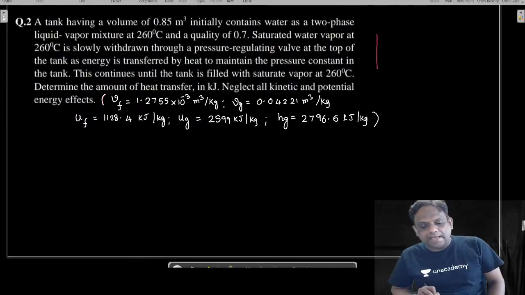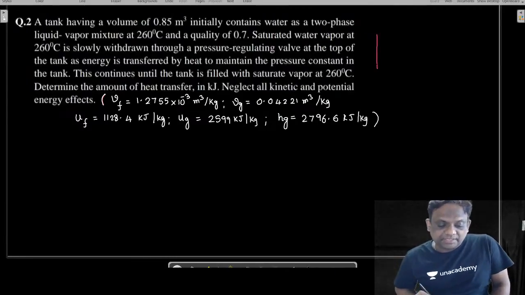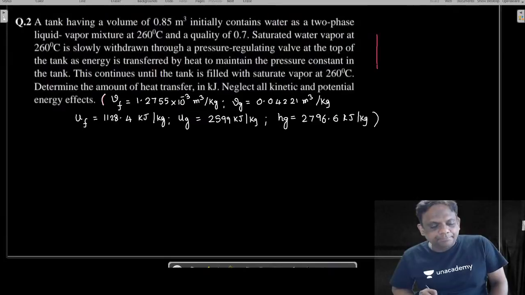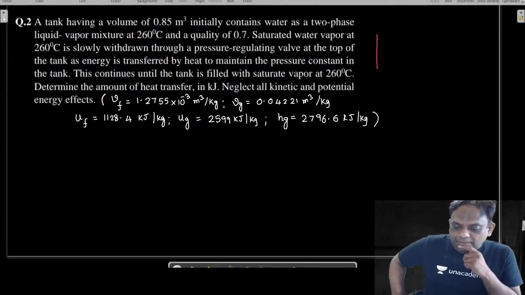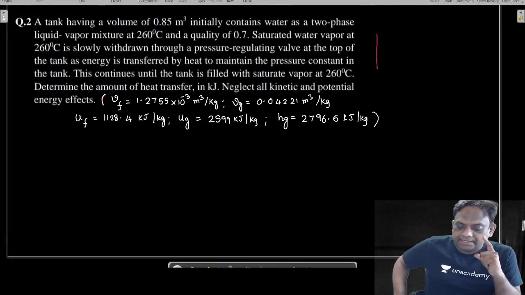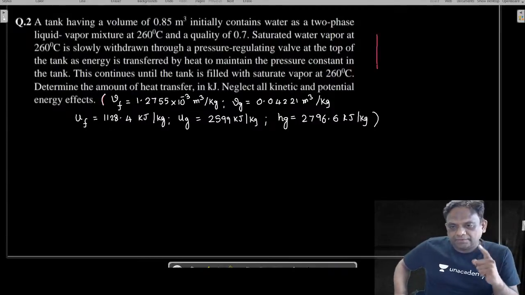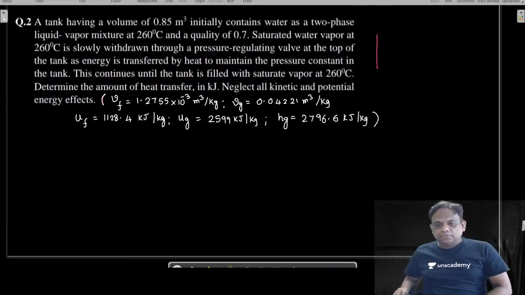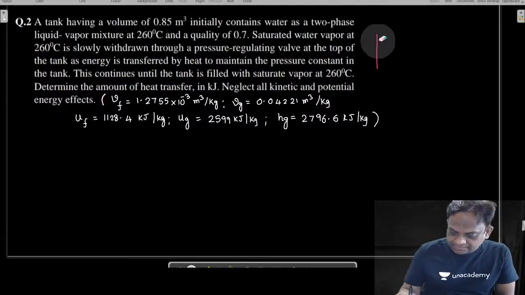Initially contains water as a two-phase liquid vapor mixture at 260 degrees centigrade, and the quality of the mixture is 0.7. Saturated water vapor at 260 degrees is slowly withdrawn through a pressure regulating valve at the top of the tank as energy is transferred by heat to maintain the pressure constant in the tank. This continues until the tank is filled with saturated vapor. Determine the amount of heat transfer. It is a very good question. So let me clear your concepts.